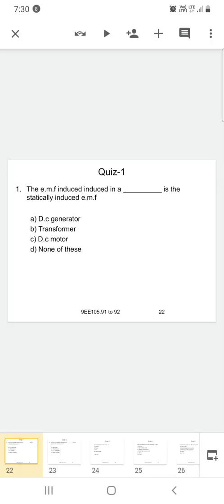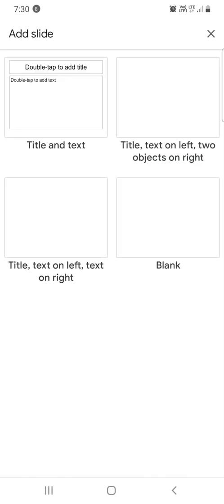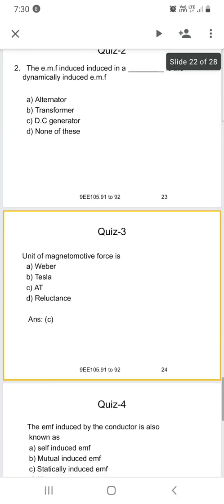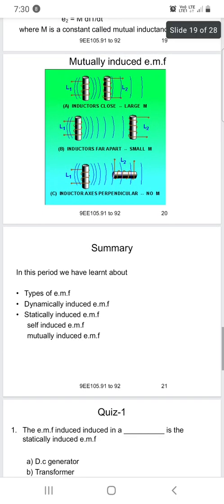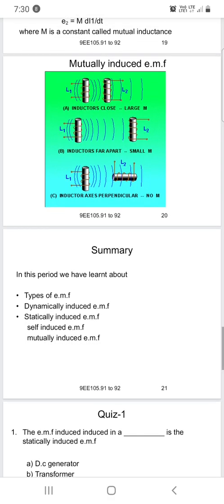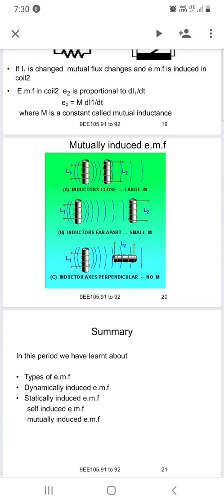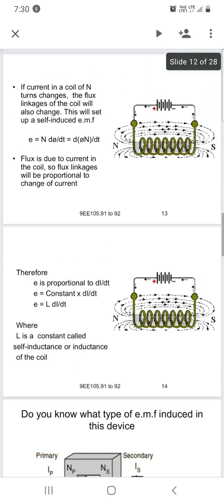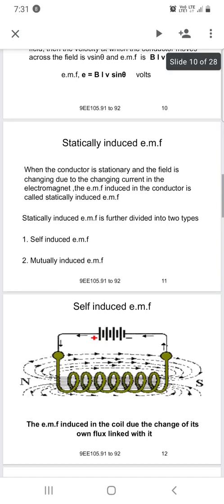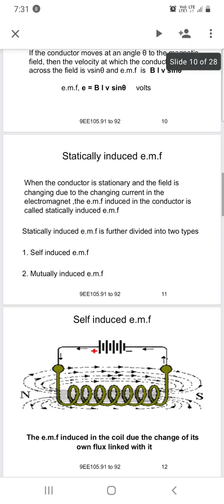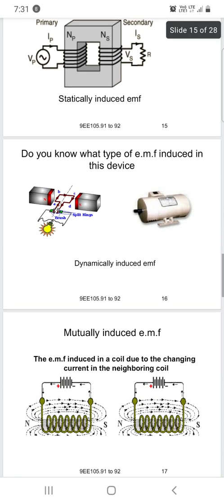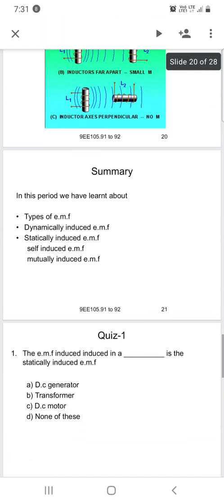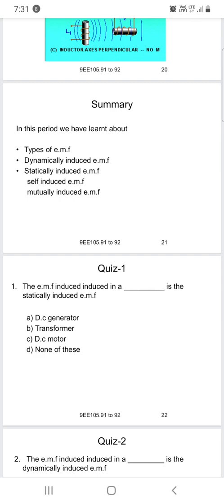What is statically induced EMF? In a coil, the change in the flux due to the current flowing through the conductor is called statically induced EMF. Statically induced EMF is of two types: self-induced EMF and mutual induced EMF. Here the conductor is stationary, the current changes in the conductor, and then the induced EMF is produced.